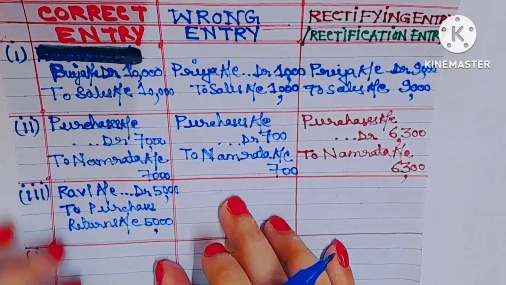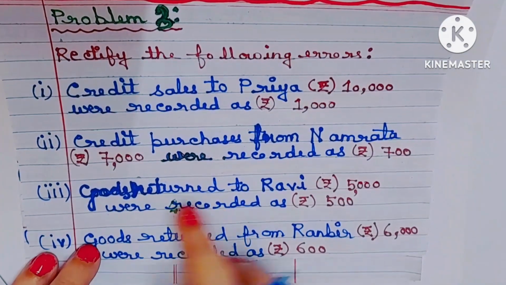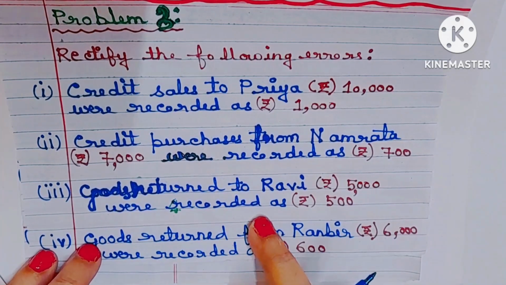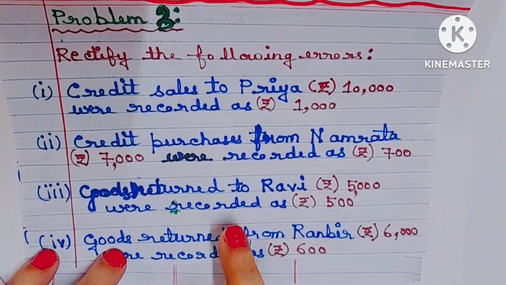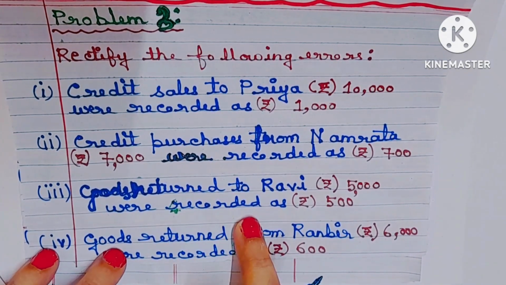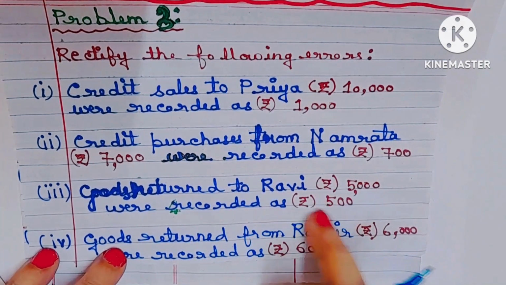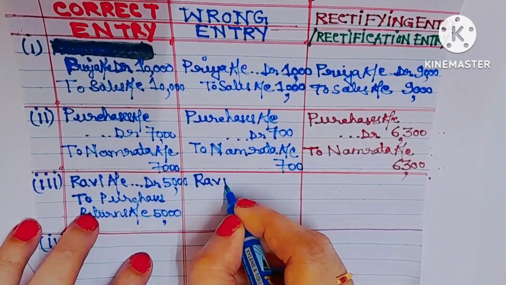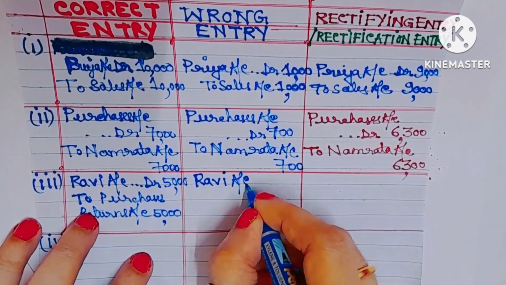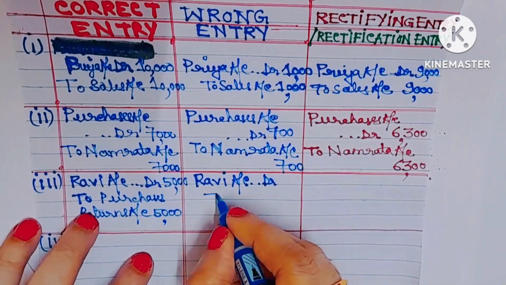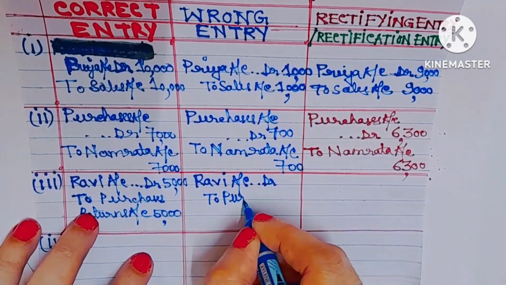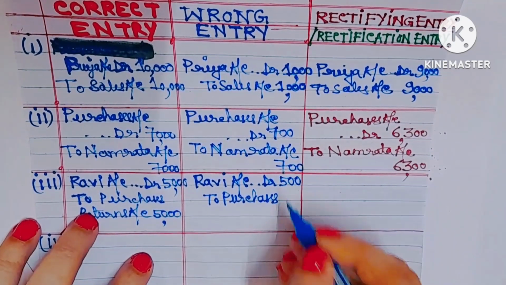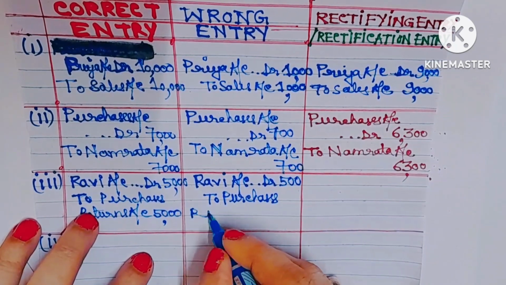So what is the wrong entry? Let me show you. Number 3, goods returned to Ravi rupees 5,000. We did the correct entry. So what is the wrong part? Were recorded as rupees 500. So the wrong entry will be Ravi account debit to purchases returns account rupees 500. Okay, so let's write. Ravi account debit 500 to purchases returns account.